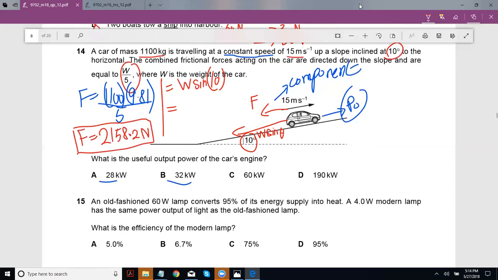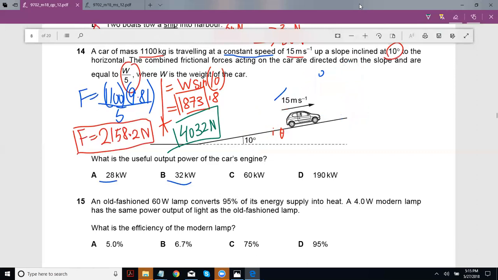So that works out to be 1873.8 newtons. And now we can just add these two to give us our total forces that are pulling the car back, that are acting down the slope. So it's 4032 newtons.